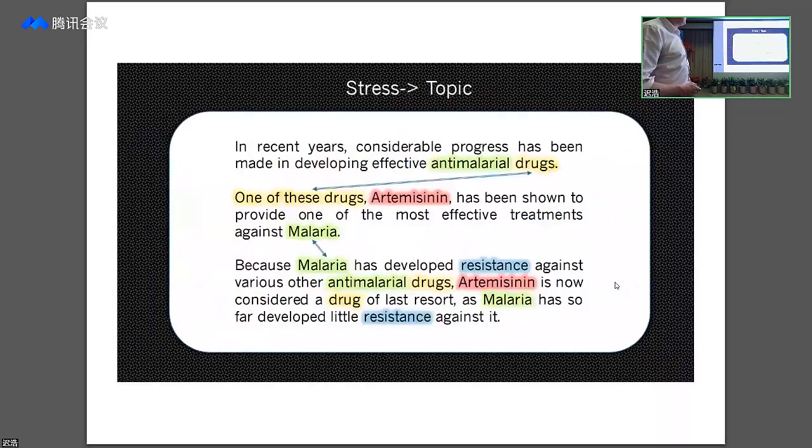So here, what we talk about is stress and topic. Effective drugs: the stress becomes the topic of the next sentence. One of these drugs, malaria, is the stress, and it becomes the topic of the next sentence. So this is something you can keep in mind. Stress topic. Okay. This is one of the most efficient ways to establish a nice logical connection between sentence 1 and sentence 2. Okay? Is everyone clear on that?